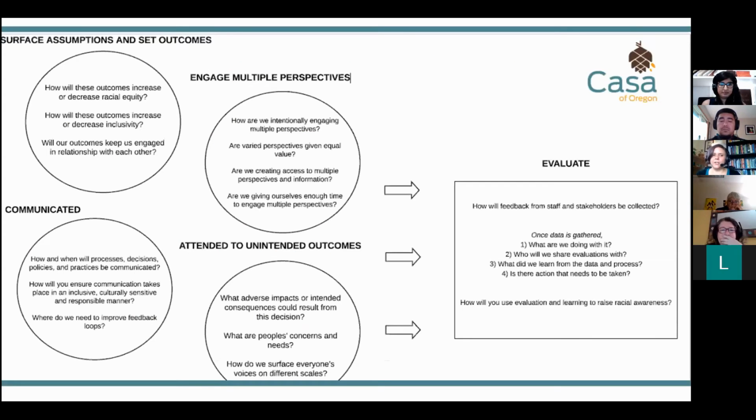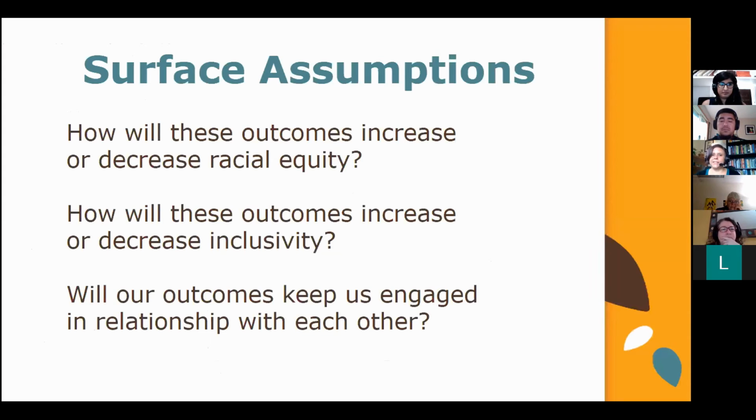So the first circle there is surface assumptions. We want to know, how will these outcomes increase or decrease racial equity? The first time I started looking at the tool, this word outcomes was a little confusing for me. So what I'll use here is decision instead of outcomes. An example is the decision we made to go forward with the training right now.